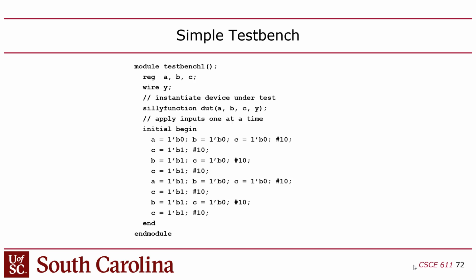You say A equals, well, notice there's a single equal. Use blocking for this. I don't think it matters though. A equals 0, B equals 0, C equals 0. So we're going to set the inputs. And then we use pound or hashtag 10.